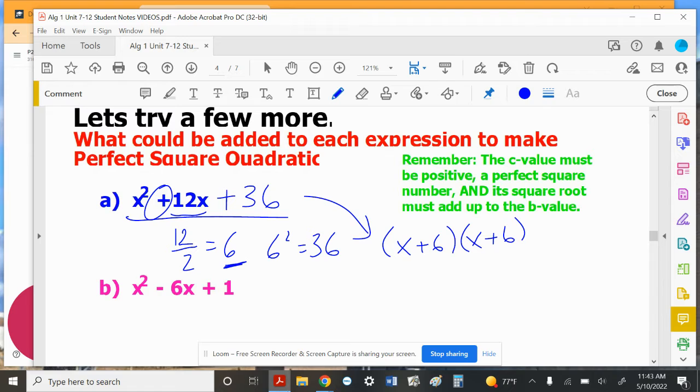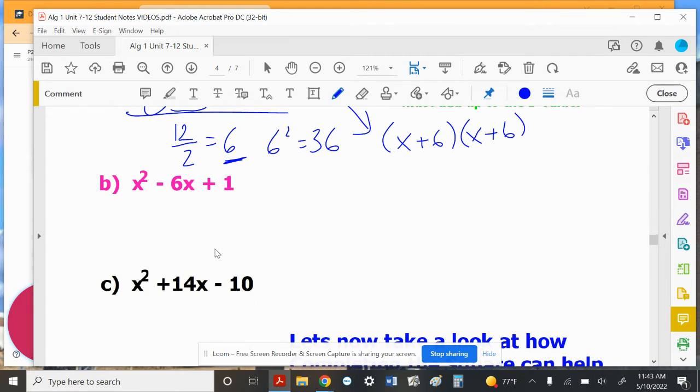Okay, so now we look at this one. On this one, we have minus 6, so I have 6 divided by 2. I'm not going to worry about the negative sign. 6 divided by 2 is 3. 3 squared is 9. So I need to convert this to a 9. To convert that to a 9, I have to add 8.